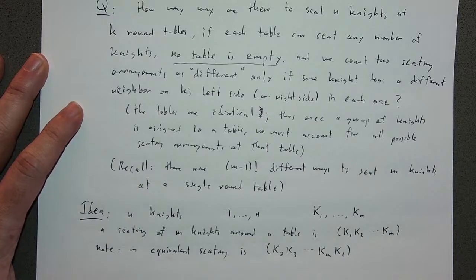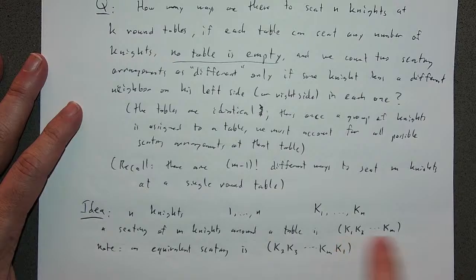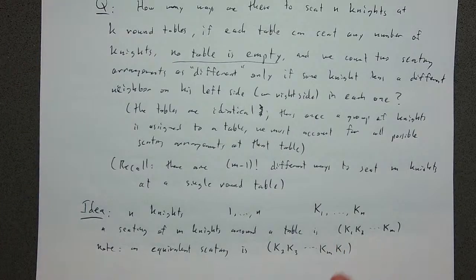Right? This is actually the same arrangement as this one. If you don't believe that, draw it. Draw the table, and you'll notice that each of them have the exact same neighbors to their left and right. So this is the same arrangement of knights around the table.